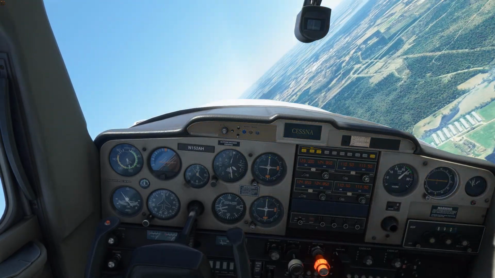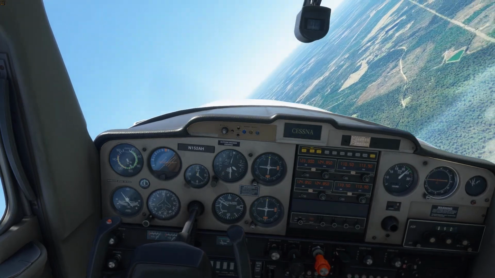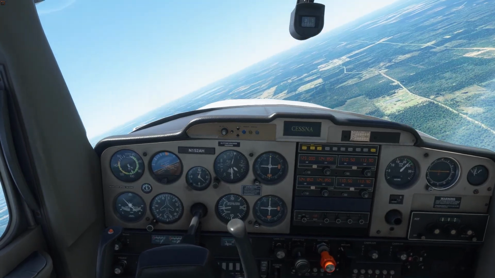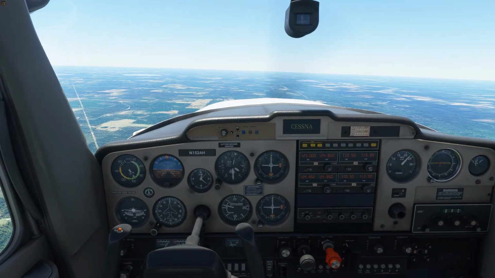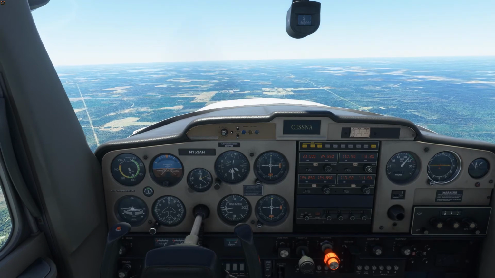Don't forget to keep that back pressure in there. And again, looking for that 20 degrees to start the rollout. There it is. So I'll do a smooth rollout. And don't forget to bring that power out. And there's a steep turn around to the right.